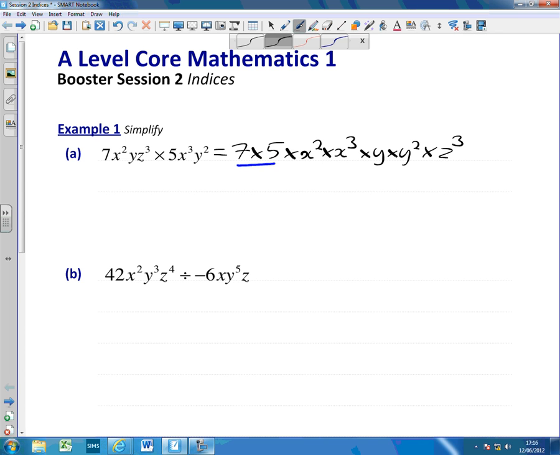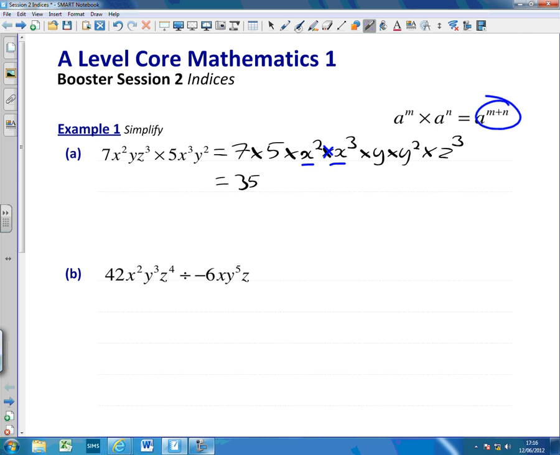So we can do 7 times 5, 35, but then we just need the help of our index law, which we should have all met, and that says that when you've got the same base, so in this case x, and you're timesing, we can just add our powers. So that's how we simplify the rest of it down. We don't need these multiplication signs. We're just going to write x to the 2 plus 3, y, and we've got 1 add 2, so y cubed, and we've got our z cubed.